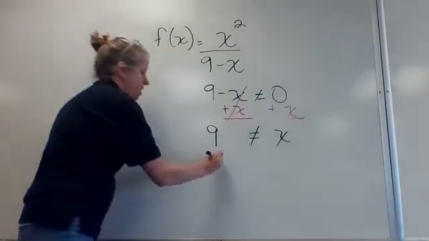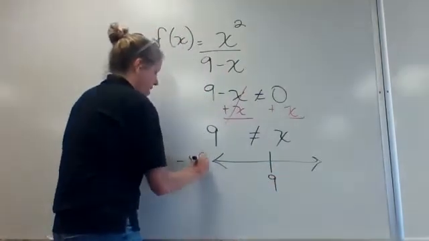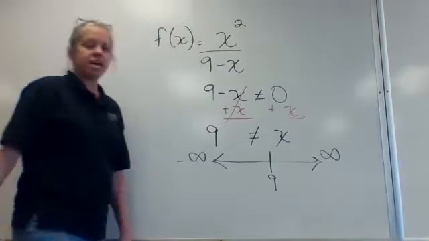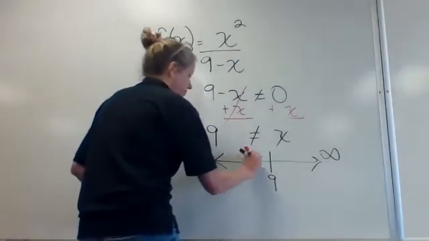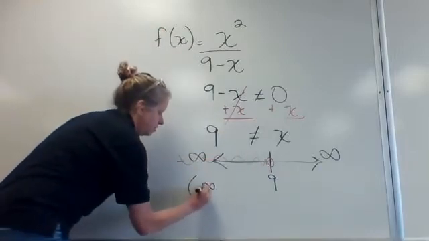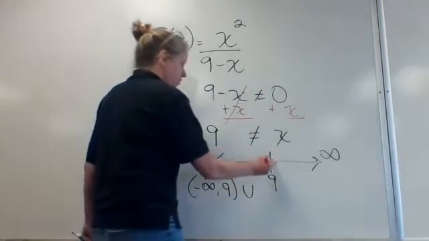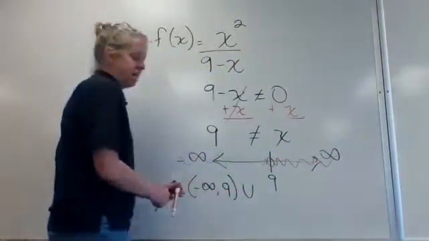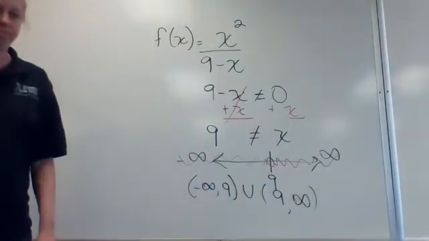And remember what that means is I want to include everybody on the number line from negative infinity to positive infinity, except 9. So the first interval is negative infinity to 9, in union with the second interval, the other side of 9, which would be 9 to positive infinity.